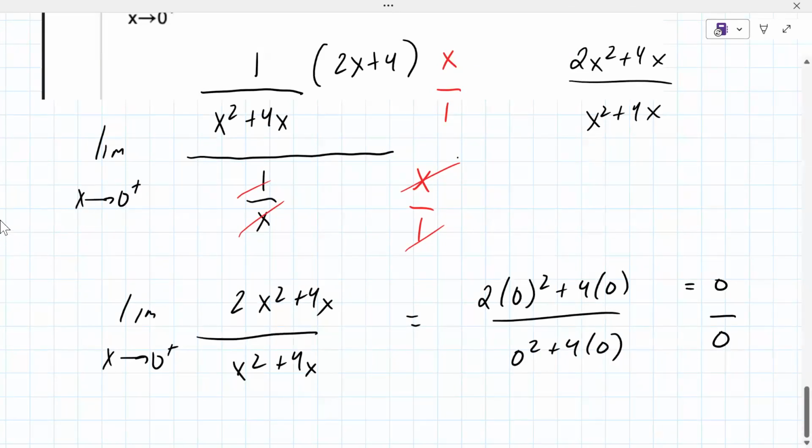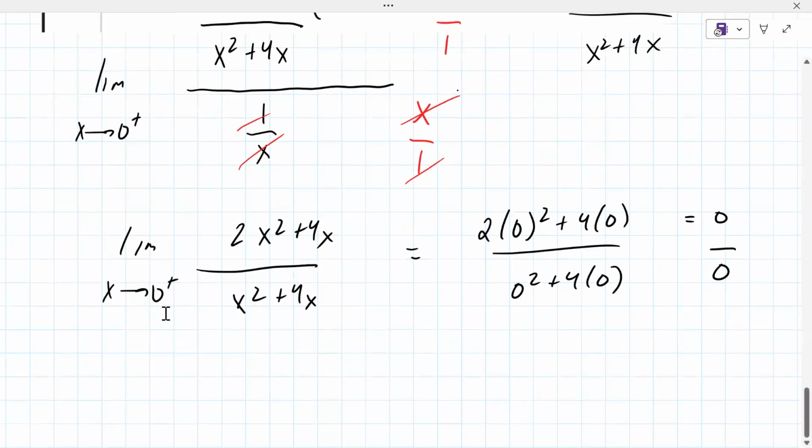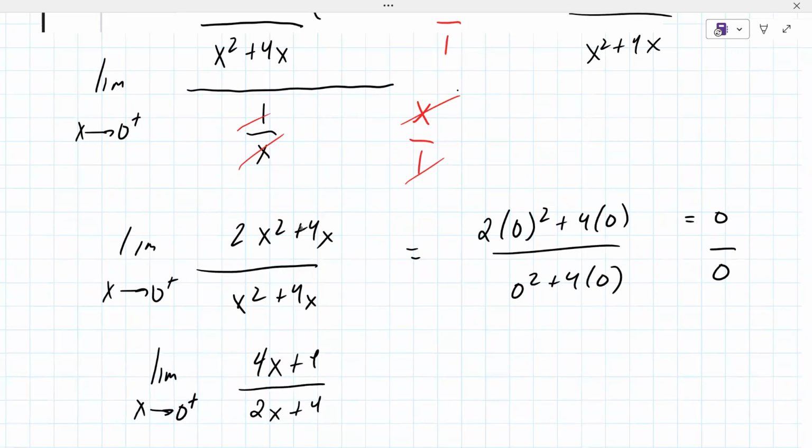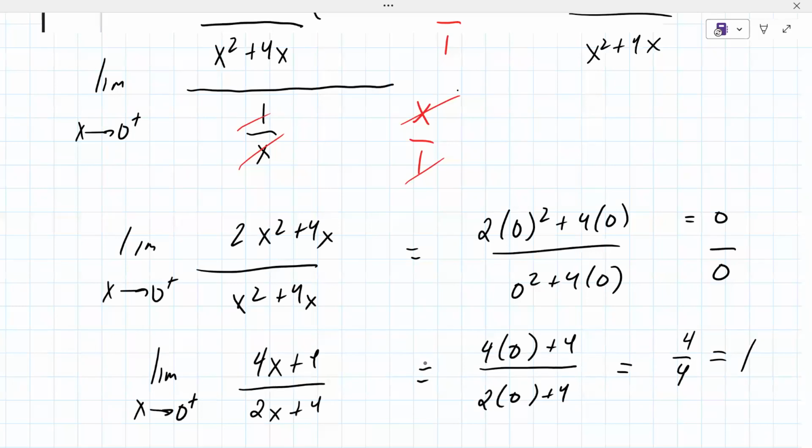So you again have to take a derivative. So the derivative of the top is 4x plus 4. Derivative of the bottom is 2x plus 4. And then you put 0 in. Limit as x approaches 0 from the right. So this time though, when you put 0 in, it's 4 times 0 plus 4 over 2 times 0 plus 4, which becomes 4 over 4, which equals 1.